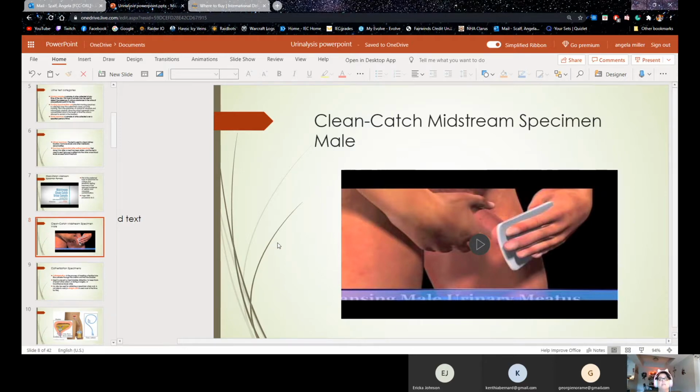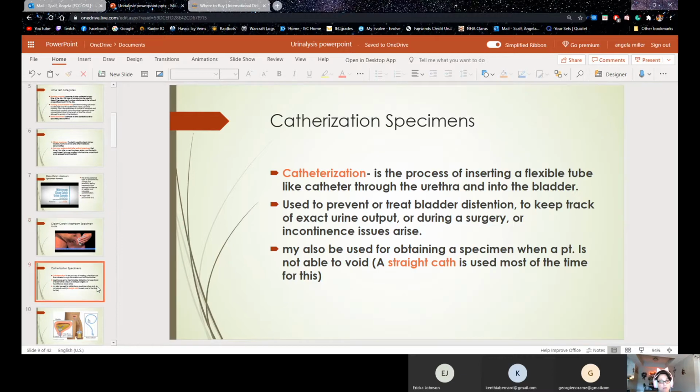And then to tell them that once they have cleaned that, to maintain and make sure that the foreskin doesn't come back over the penis. And to pee and then stop and then pee midstream in the cup. Same thing, but slightly different contexts between the male and the female.